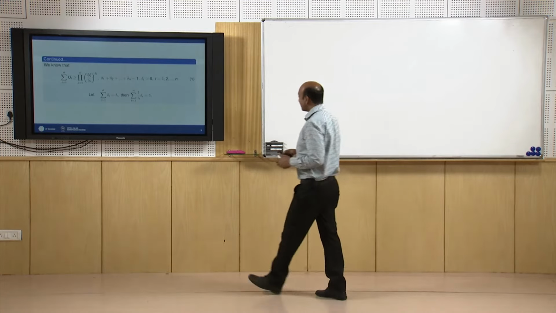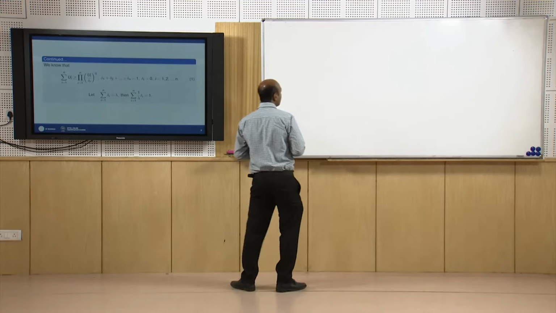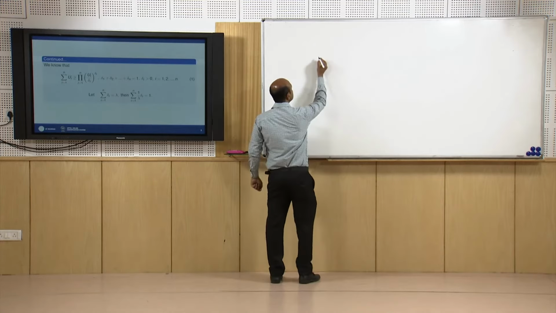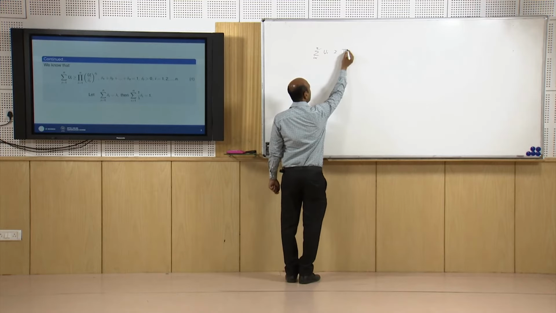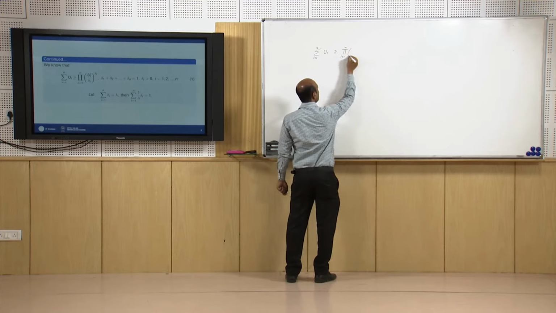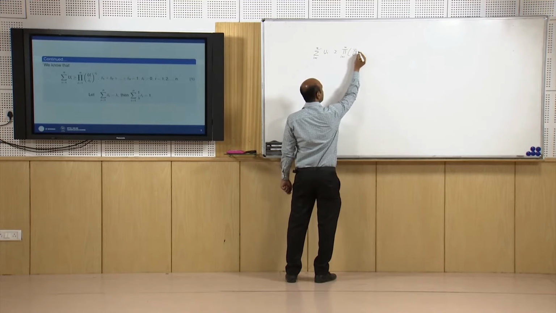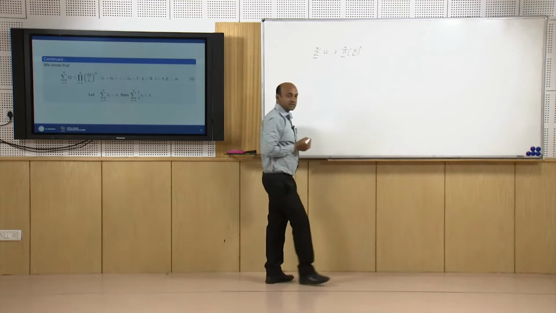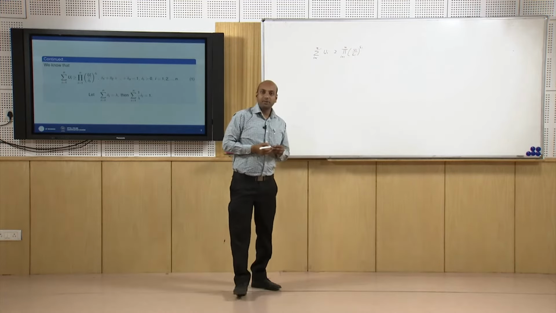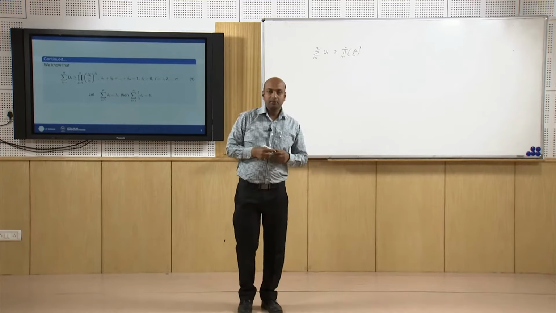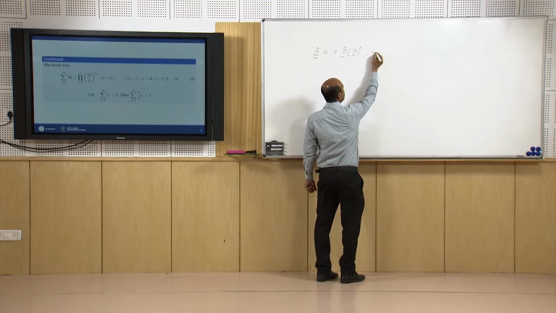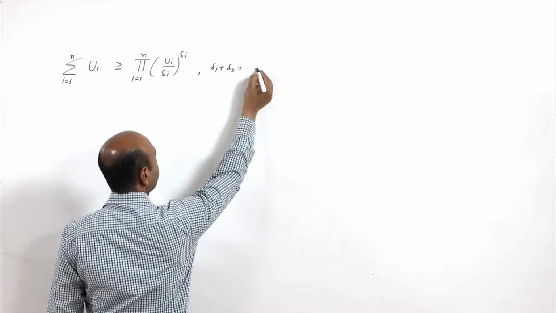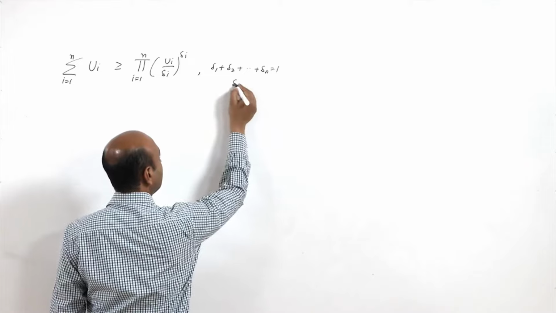Now let us discuss the same thing again. We already know that the sum of U_i, where i runs from 1 to n, is greater than or equal to the product, i running from 1 to n, of (u_i upon delta_i) whole raised to the power delta_i. This we discussed in the last class. We obtained this from the arithmetic geometric mean inequality, where the sum of delta is 1 and all delta_i are greater than 0.